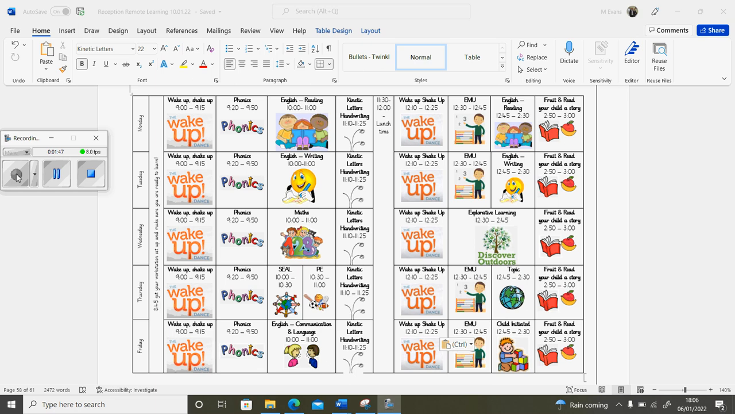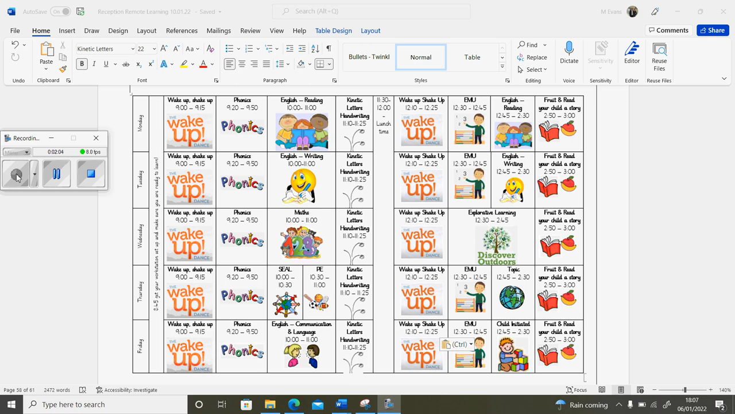Okay, so follow the planning. Make sure you use a line. Make sure you've got a capital letter at the beginning. And try your very best to do your neatest, most beautiful handwriting. Then we've got our kinetic letters handwriting just before lunch.